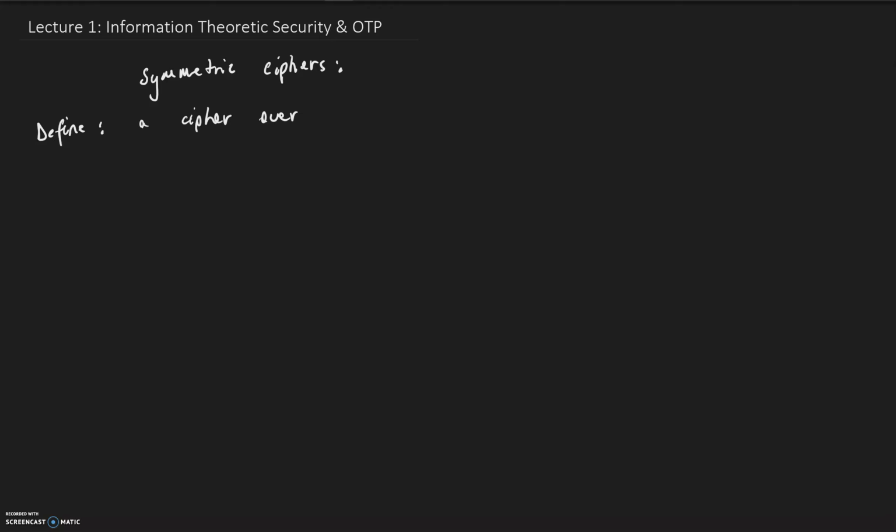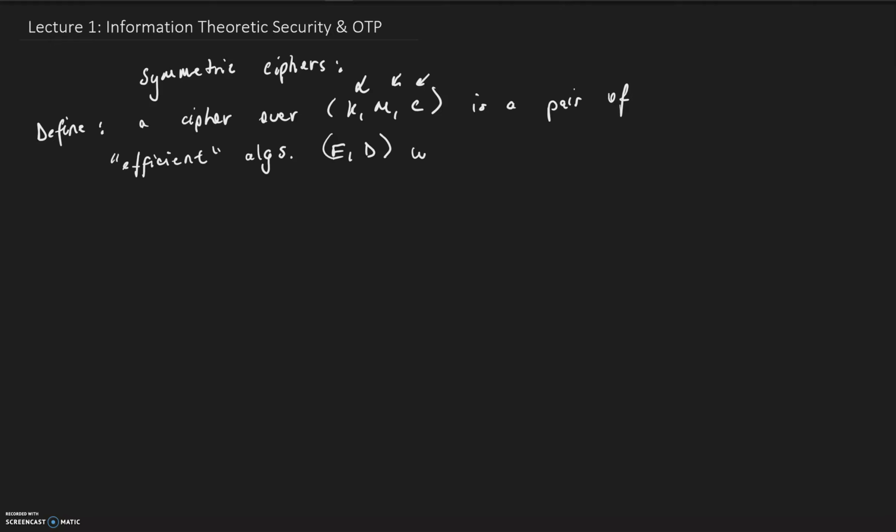over the triple, which defines the environment over which a cipher is defined, so K, M, and C, right, over a set of all possible keys denoted by the script K or the key space, the set of all possible messages and the set of all possible ciphertexts. So a cipher is a pair of "efficient" algorithms E and D, where the following is true.